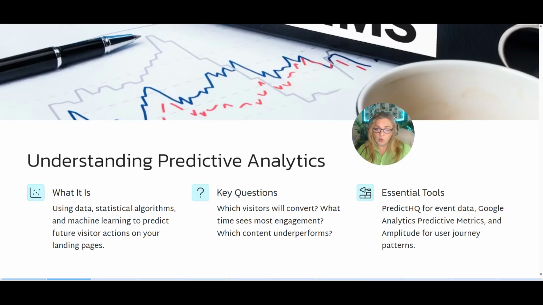So let's talk tools here. PredictHQ is brilliant for knowing what events are coming up that might affect demand. And Google Analytics predictive metrics gives you insights like which users are most likely to come back or buy. And Amplitude is another one, great for mapping users' journeys, so you can see where people drop off and where they actually lean in.